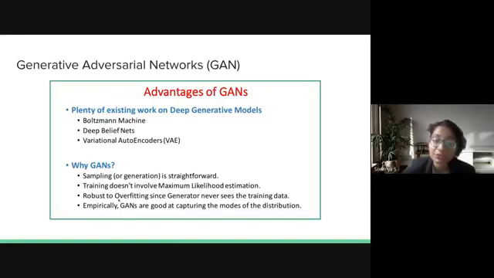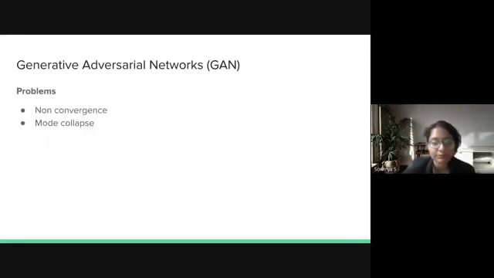It's robust to overfitting because the generator never sees the training data, and that is extremely unique to GANs. And empirically, which means we have seen this only in experiments, we don't know the mathematical backing of this, GANs are good at capturing the modes of distribution, which is basically where you peak in the vector space. Now, what are the problems?